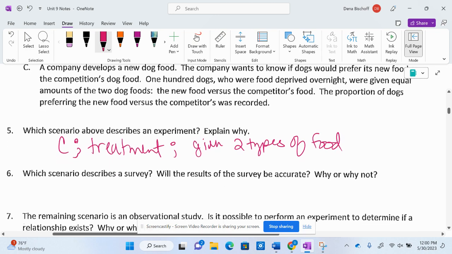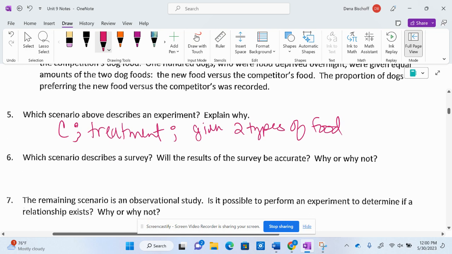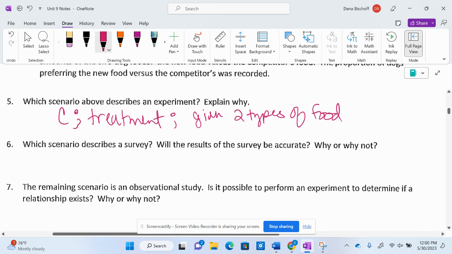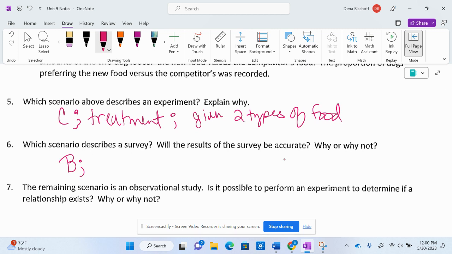Which scenario describes a survey? Which one describes a survey? Yeah, B, that whole uniformed officer asking kids about their drug use. That's a pretty good survey, right? So will the results of the survey be accurate? No. Why? Well, I would say bias. I mean, why would you answer honestly?